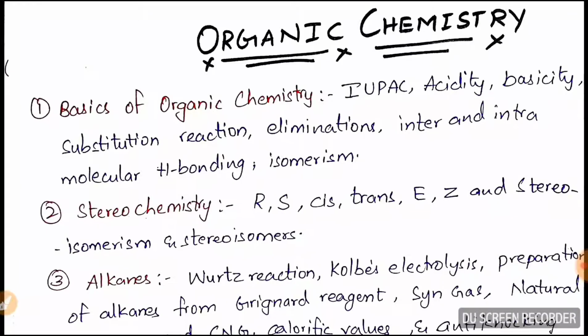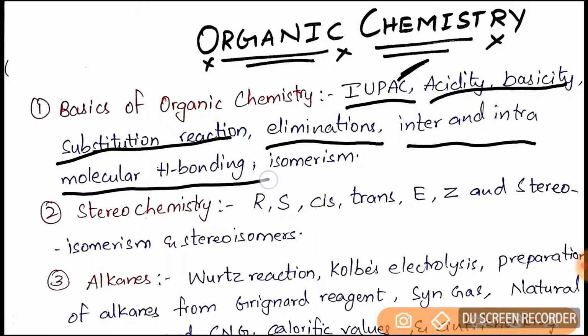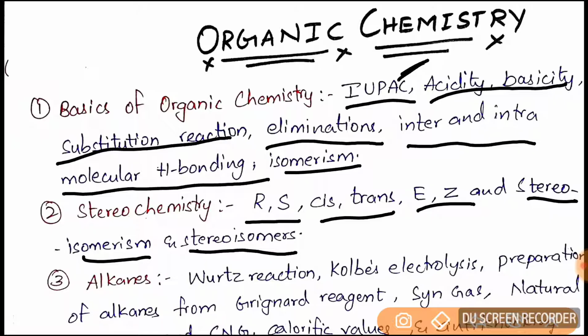In organic chemistry, from basics of organic chemistry, IUPAC nomenclature, I've made a video on IUPAC nomenclature also. You can just go through it. Acidity, basicity, substitution reactions, that is SN1, SN2 or SNi, etc. And elimination reactions, that is E1, E2 and even E1cB. And then comes inter and intramolecular hydrogen bonding and isomerism. So for stereochemistry, finding out the configuration, that is R and S configuration, cis trans, E Z, and stereoisomerism, and also finding out the number of stereoisomers.